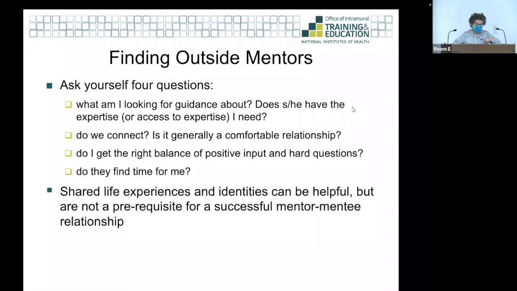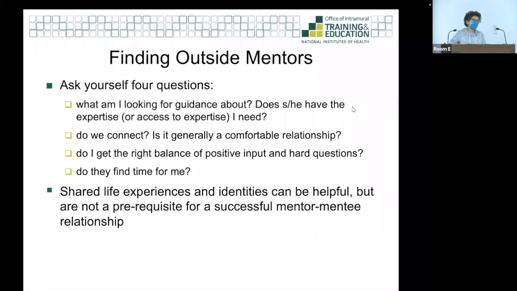The prerequisite for successful mentor-mentee relationships are respect for difference, a willingness to listen, and assuming that the mentor doesn't always know the answer or fully understand the experience. But there are times when it's really nice to talk to somebody who you feel has some overlapping life experiences, overlapping identities. So it is a really important thing to think about, but not to be limited by.